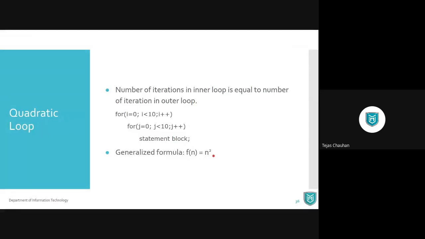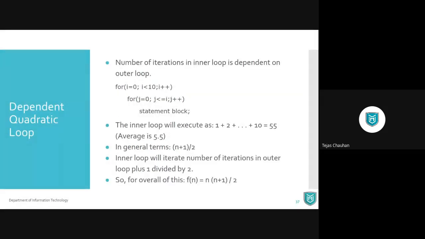So for a linear loop, f of n will be simply n. For a quadratic loop, a nested loop, you will have f of n equals n square. Right? This is a quadratic loop, but these two loops are independent. But what if these two loops are dependent on each other? So outer loop i equals 0 to 10, inner loop j equals 0 to i, which means the inner loop is dependent on the outer loop. The increment factor is 1 in both cases, so that's not a problem.